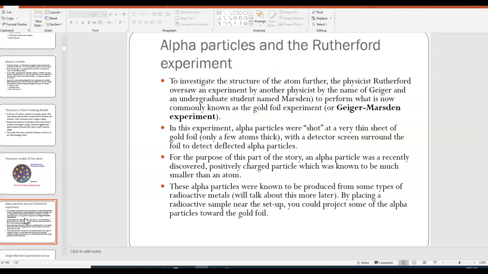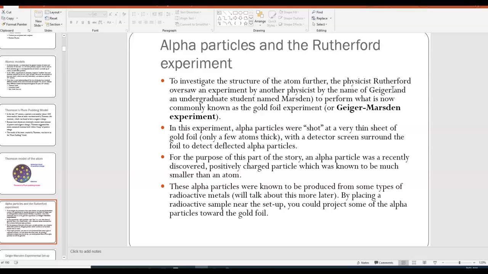And so along comes this guy named Rutherford, who was a big shot in his own right, Ernest Rutherford. And again, you can pause here if you want to add this to your notes. Basically, Rutherford oversaw an experiment designed to further investigate the structure of the atom. Rutherford came along after Thomson came up with his model, not too long, maybe like 5 or 10 years down the line. And he had some people who were working under him named Geiger and Marsden.